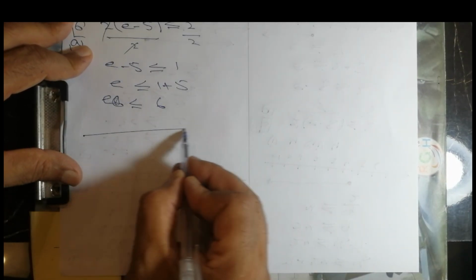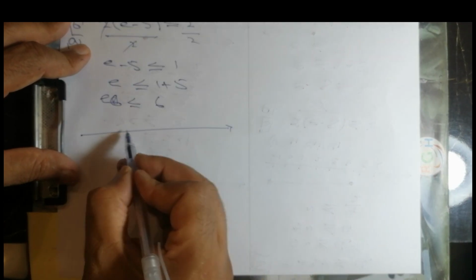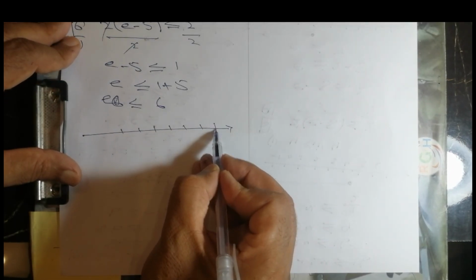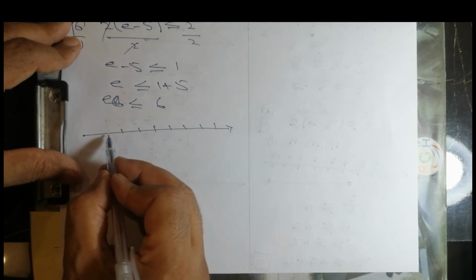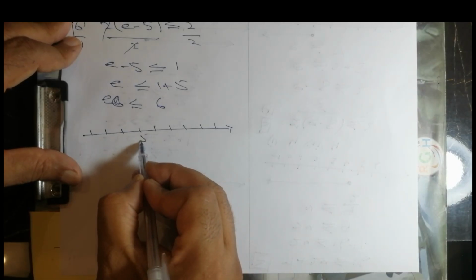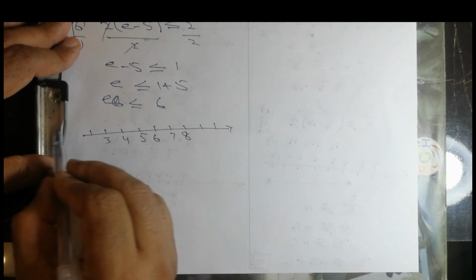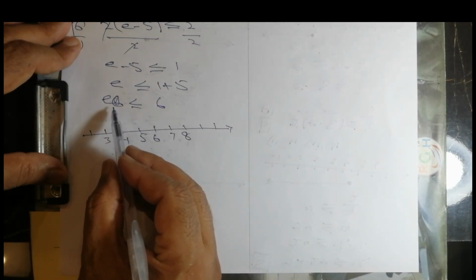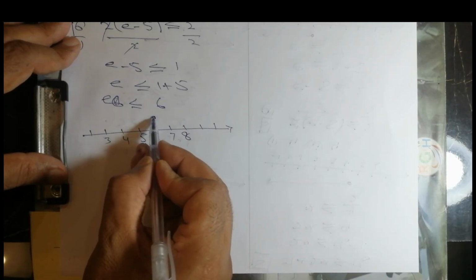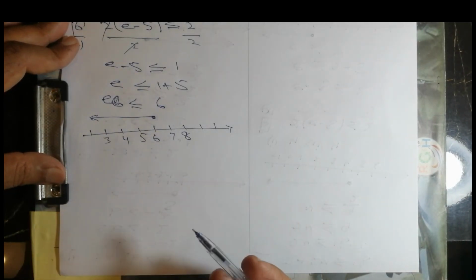So if we draw the number line, we can write, for example, 5, 6, 7, 8 and so on, then 4, 3, so decreasing numbers on this side. So e less than or equal to 6, so 6 is included here. On the number line we will represent it like this.